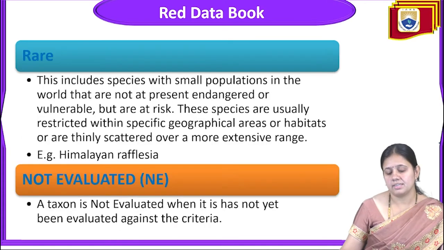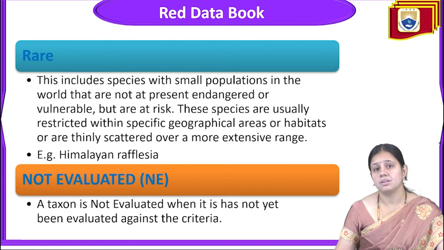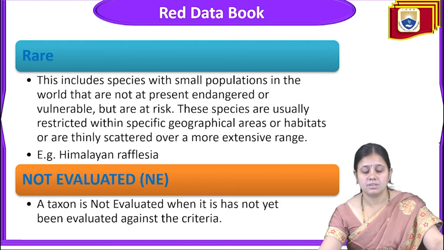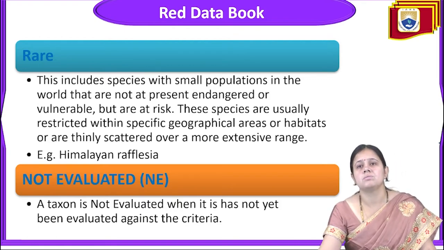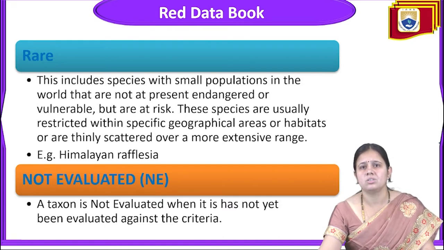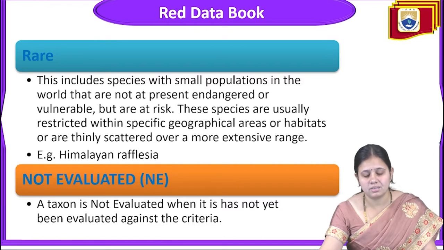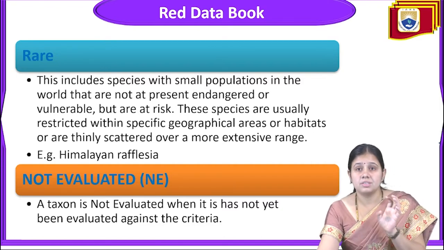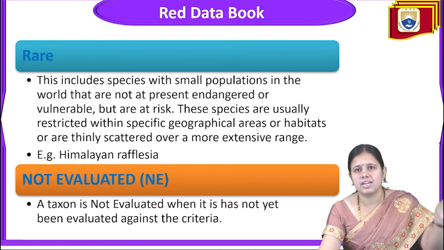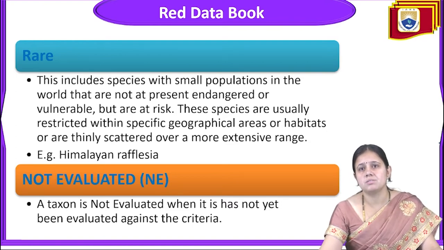Now we come to the next categories, that is the rare category and the not evaluated category. Rare category means these include species with small populations in the world that are not at present endangered or vulnerable but are at risk. These species are usually restricted within a specific geographical area or habitat or are thinly scattered over a more extensive range. An example is the Himalayan rafflesia, which is a rare species of that particular area.